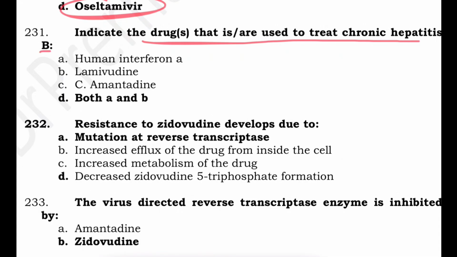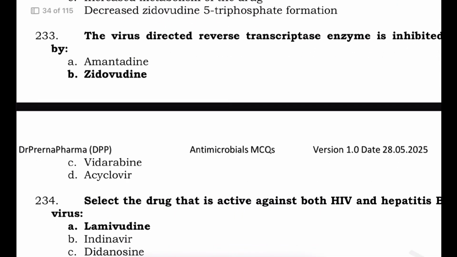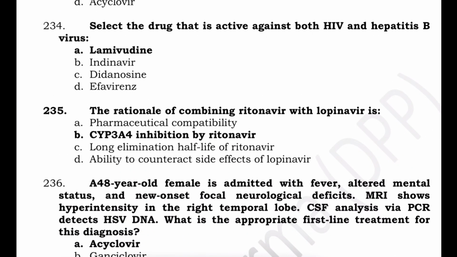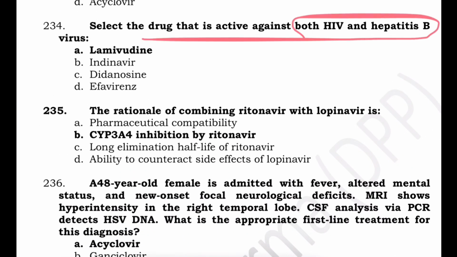So in chronic hepatitis B, interferon and lamivudine both are used. So A and B. Resistance to zidovudine develops due to mutation at the reverse transcriptase level. That is the reason. The virus directed reverse transcriptase enzyme is inhibited by zidovudine. Select the drug that is active against both HIV and hepatitis virus, that is lamivudine.